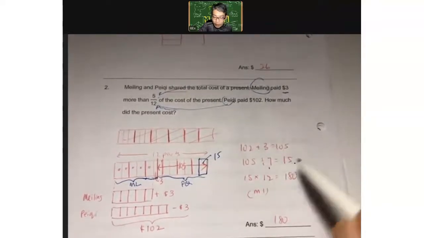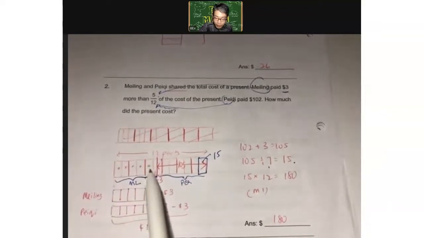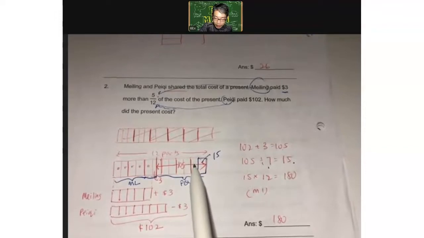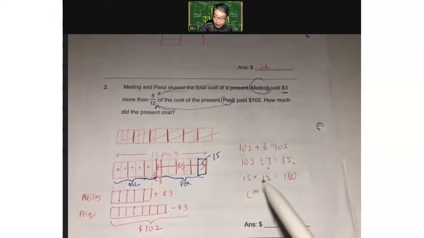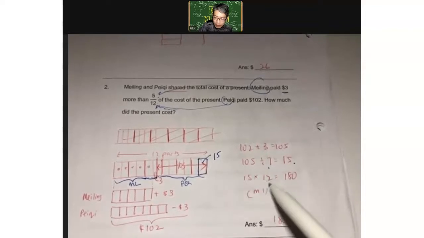And the present costs 12 parts, right? 12 parts. 1, 2, 3, 4, 5, 6, 7, 8, 9, 10, 11, 12. So 1 part times 12 is 180. This part is where you get your method mark. This part is where you get your answer mark.